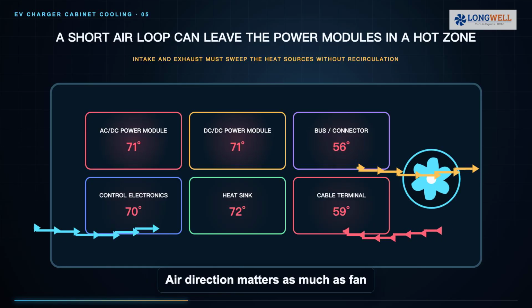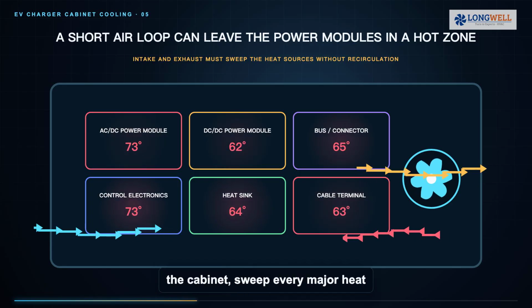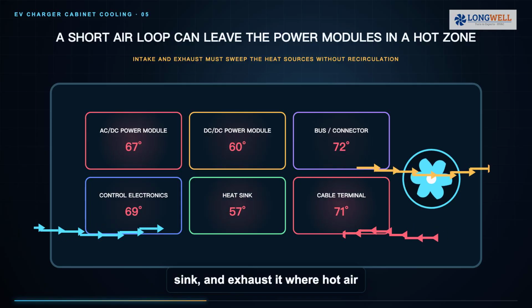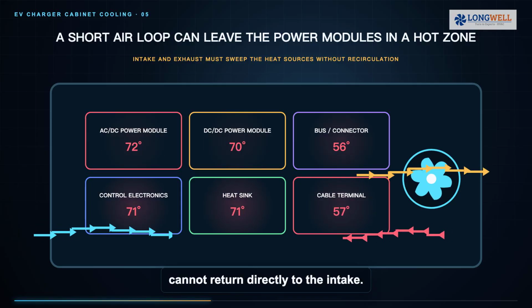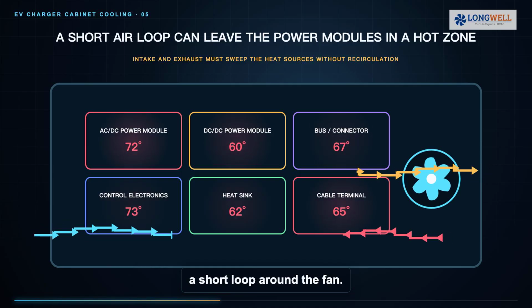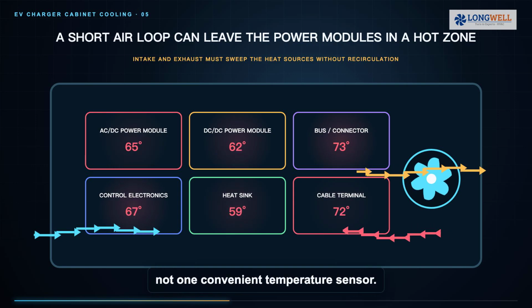Air direction matters as much as fan size. Bring the cleanest practical air into the cabinet, sweep every major heatsink, and exhaust it where hot air cannot return directly to the intake. Baffles or ducts may be needed to prevent a short loop around the fan. Check the whole cabinet, not one convenient temperature sensor.